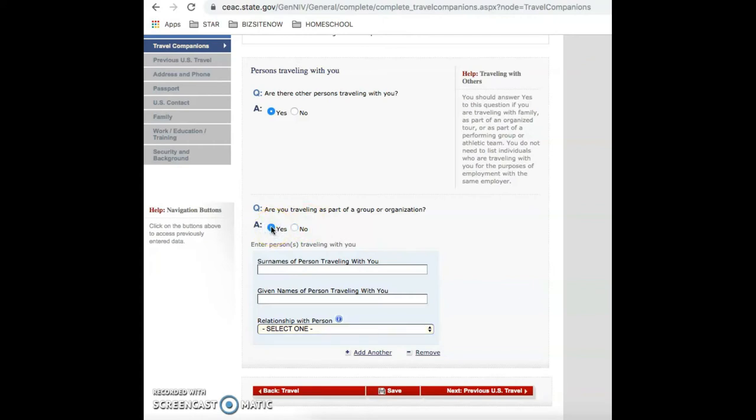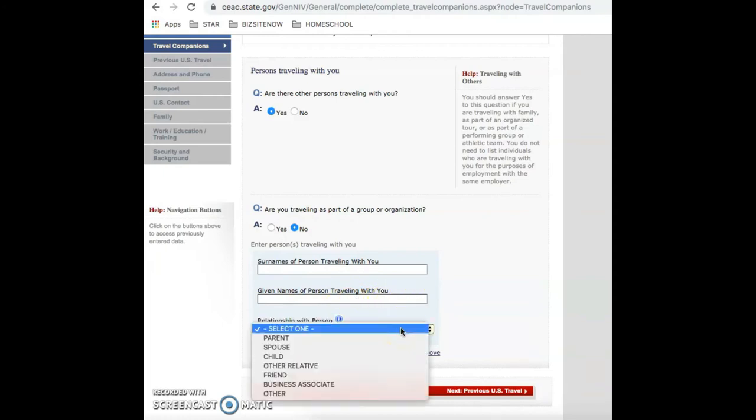If meron kang travel, nakasama mo yung community mo, like from church kunwari, or from your work, or if you're a member of an organization, you put yes. Pero if family, you put no or pag friends. Kasi they will be asking you this. You have to fill out yung surnames of person traveling with you, given names of person traveling with you, saka yung relationship mo. A parent, spouse, child, other relative, friend, business associate.